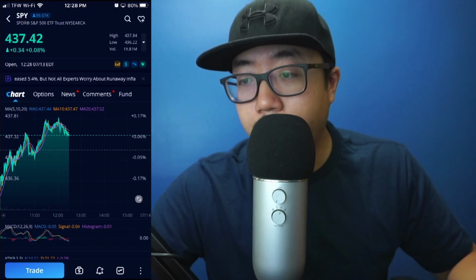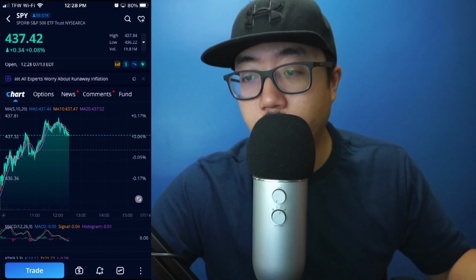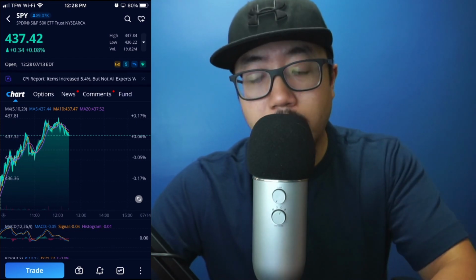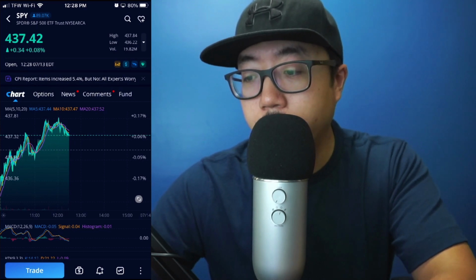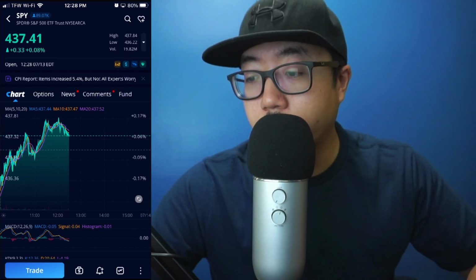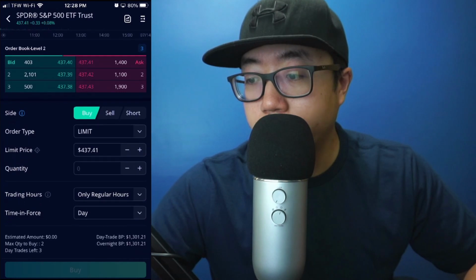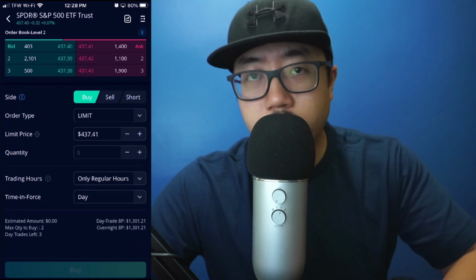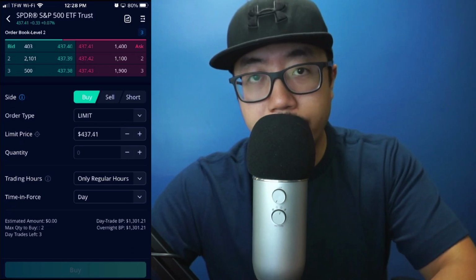So we can see that each share of SPY is $437 at the very moment. So I'm only going to buy $5 worth of SPY. Along the very bottom left, you'll see the trade button. So click on trade, and we're going to scroll down a little bit. And right now, how fractional shares work on Webull, you can only buy it via market order.